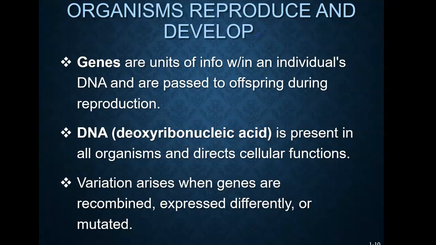Variation arises when genes are recombined, especially when we're talking about sexual reproduction. When a female is creating her egg, the dad's DNA that was donated to her and her mom's DNA are recombined. We'll talk about that a lot later. But again, variation arises when genes are recombined, expressed differently, or even mutated. So genes can be mutated.